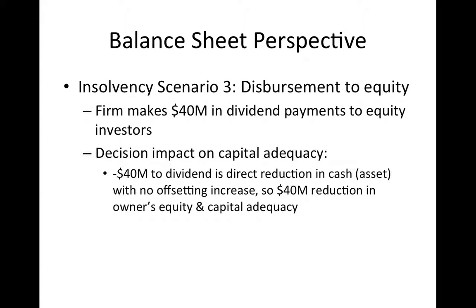The third scenario, again, very simply, imagine that the firm just decides, whether they do that by borrowing. You could do it by borrowing, that would be worse. But here we're just saying, let's say the firm just decides to make $40 million in dividend payments to equity investors. So they reduce cash by $40 million. There's no other offset or income or anything else to cover that. And so that immediately reduces owner's equity by $40 million and capital adequacy by $40 million.